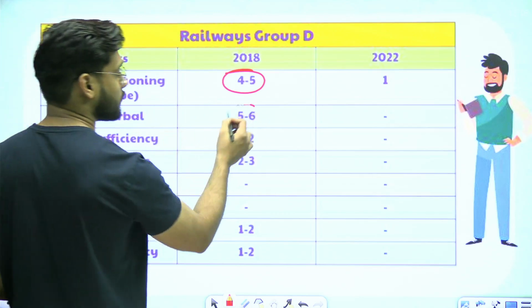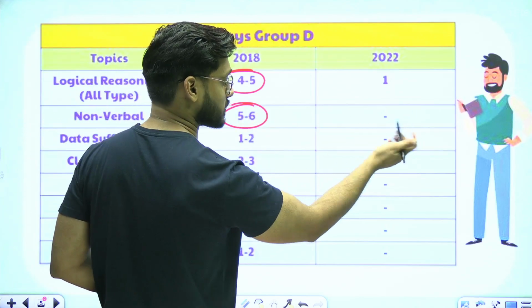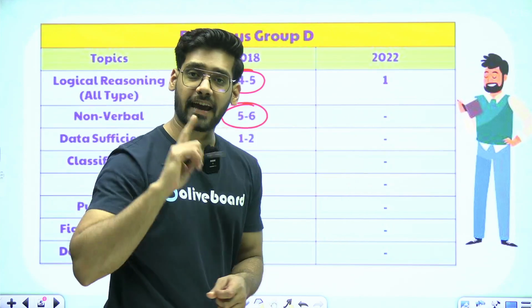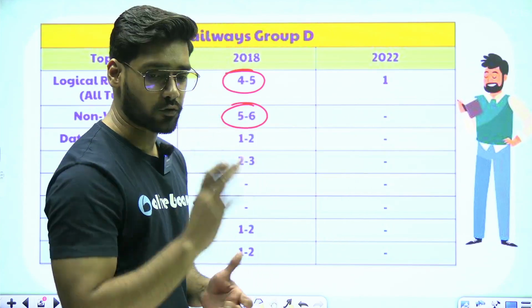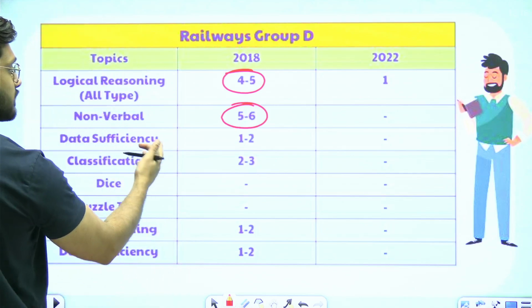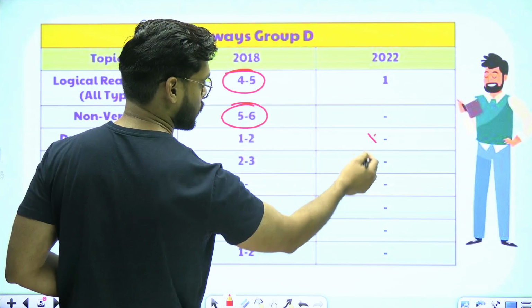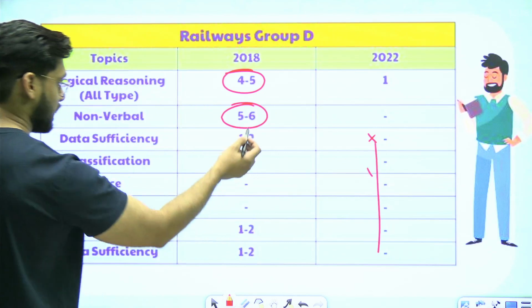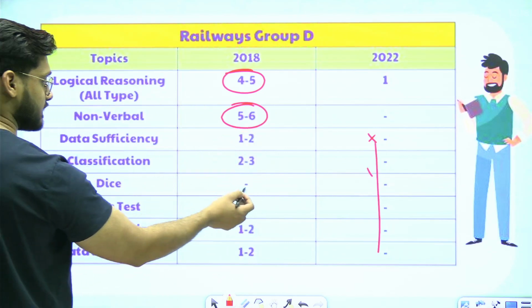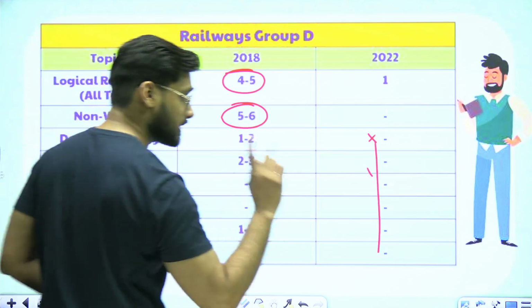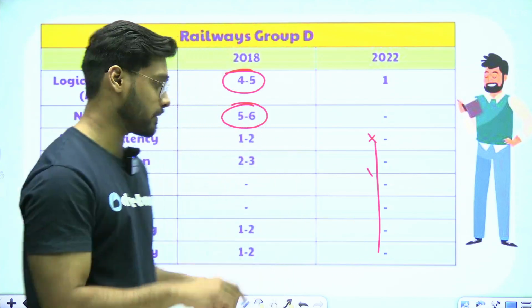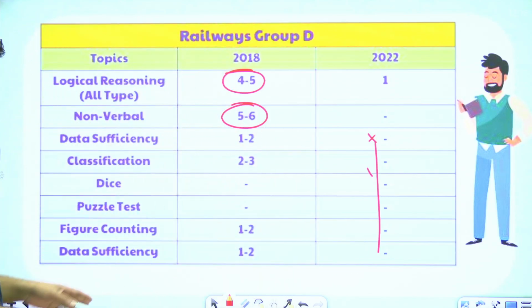Non-verbal was asked for 5 to 6, but in 2022 no question. But in 2025 you can expect like 3 to 4 questions. Data sufficiency 1 to 2 was asked, but all this is blank, and all these are given, like dice, 0 questions, puzzle test 0. But this year you can expect from the puzzle as well, right? And this is the data.